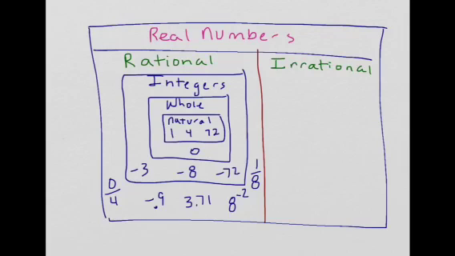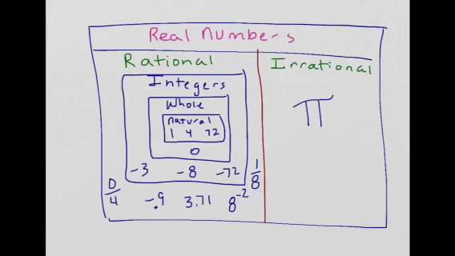Real numbers can be divided into two major groups. The first group is rational, and the second group is irrational. Now, the most famous irrational number that we have is pi. Pi never repeats and never ends, and so that's the best definition of irrational: non-terminating and non-repeating.